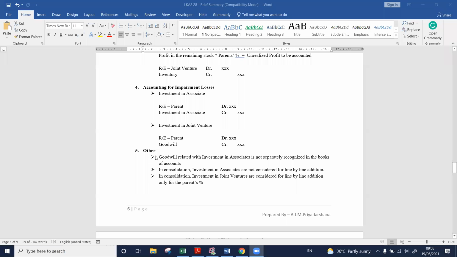So I have highlighted 3 key points. The first one is what? Goodwill related to investment in associates is not separately recognized in the books of accounts. Even if goodwill is generated, we do not take it separately into the books if it is an investment in associate. In consolidation, investments in associates are not considered for line by line addition. We are not going to add assets line by line in the balance sheet if it is an investment in associate.